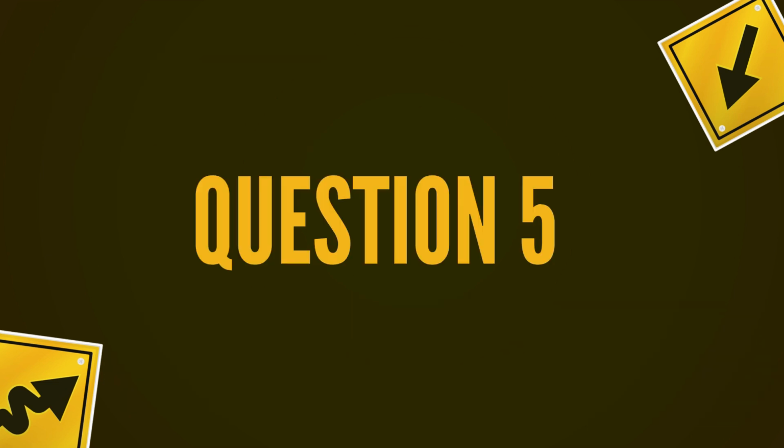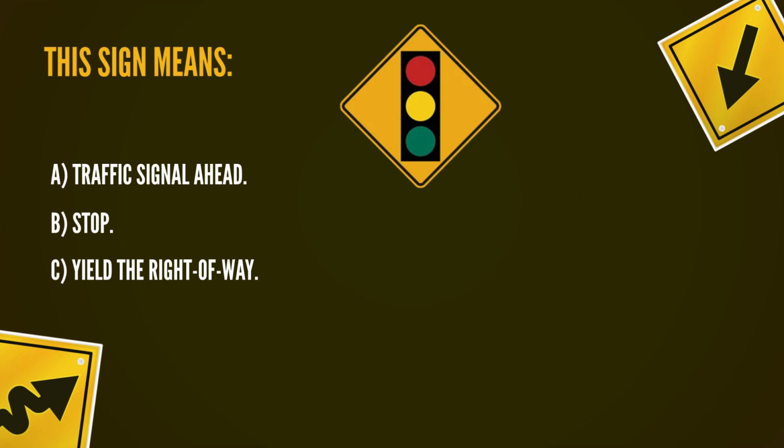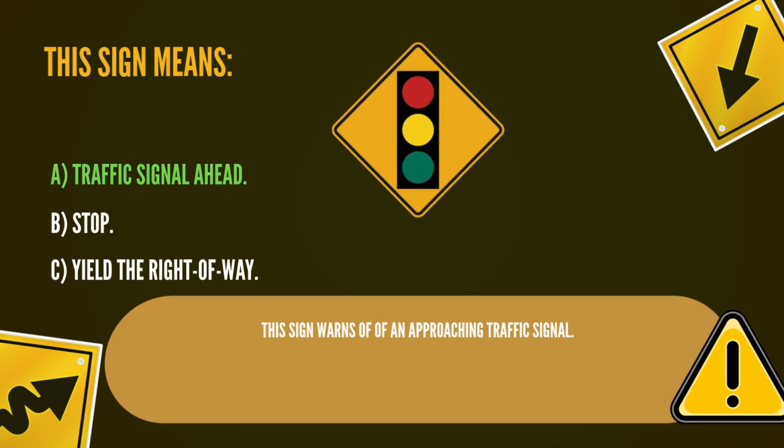Question 5. This sign means: Option A, traffic signal ahead. Option B, stop. Option C, yield the right of way. Correct answer is option A. This sign warns of an approaching traffic signal.